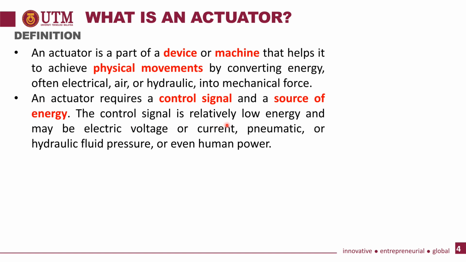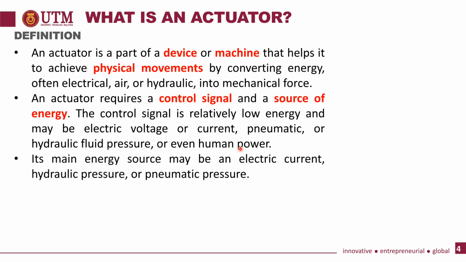So the control signal is relatively low energy and may be electric voltage or current, pneumatic or hydraulic fluid pressure, or even human power. Sometimes we push a button, and the button gives some electrical voltage, or we rotate something, so that is human power. From there, the actuator will receive the control signal and it needs some energy for it to move.